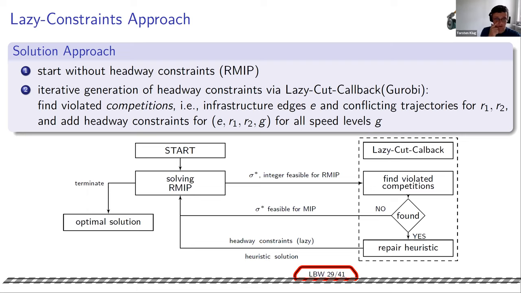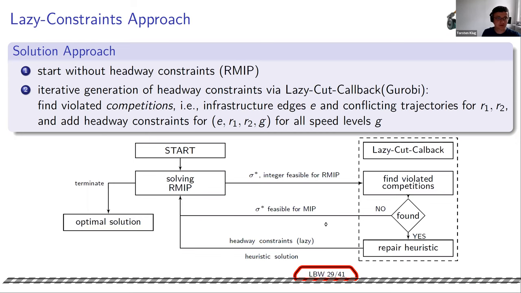And if this is not the case, then we do not only take this single violated headway we found. Instead, we take all headway constraints at this infrastructure edge for this pair of requests and all speed levels. So it's a whole bunch of headway constraints that guarantee that in the next iterations we never come back to this edge and these two requests. So they will be safe in the next round. We call these competitions. So competitions are for us these blobs of headway constraints for pairs of requests and a single infrastructure edge. If we found this, then we also run a simple repair heuristic to help the solver with a heuristic solution and put it back to the solver, and then the branch and bound process goes on until it hopefully terminates and returns an optimal solution.